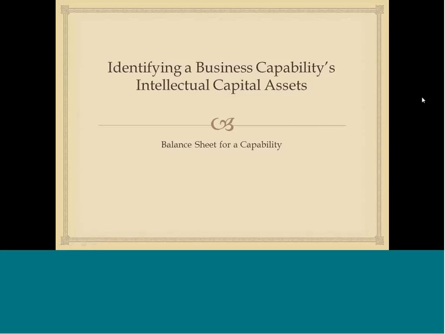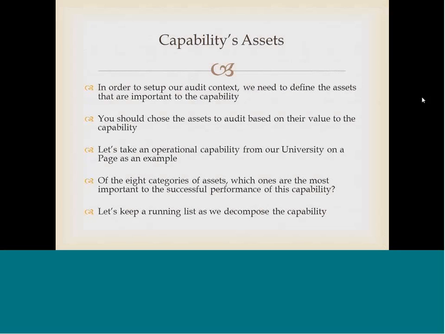so let's take an individual business capability and walk through the intellectual capital assets that are required to support it. This is going to give us the starting point for a balance sheet for our capability. So in order to set up our audit context, we need to define the one type of asset to audit. So consider the value of the capability and then the value of the asset to supporting the capability. So we're going to take an operational capability from our university audit page to walk through.